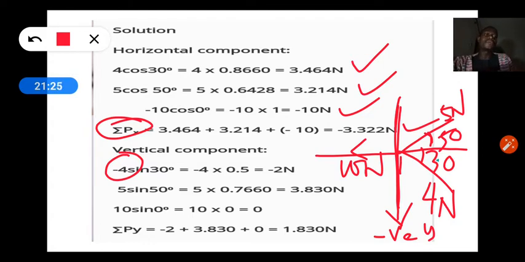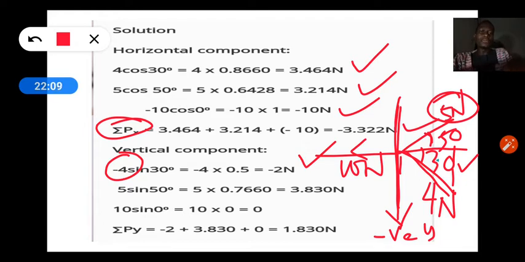Sine 30 degrees. Why is this sine? Look at it. This angle is facing the y, that's opposite, and this is the hypotenuse, that's sine. So -4 sine 30 gives me this. If I resolve the 5 newtons to the vertical now, I'm going to have 5 sine 50 degrees. That 5, the force itself, represents my hypotenuse. I'm resolving to the vertical, and that vertical is the opposite. So I have opposite and hypotenuse, so 5 sine 50 degrees.